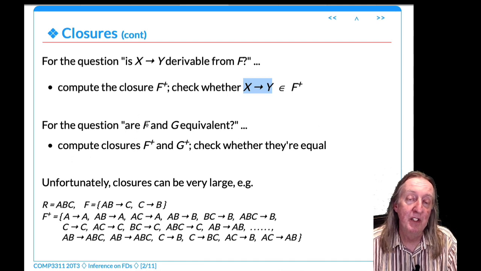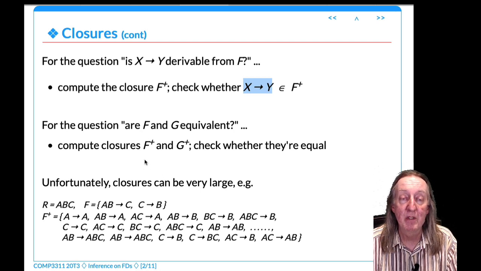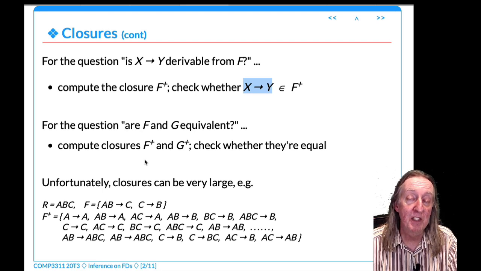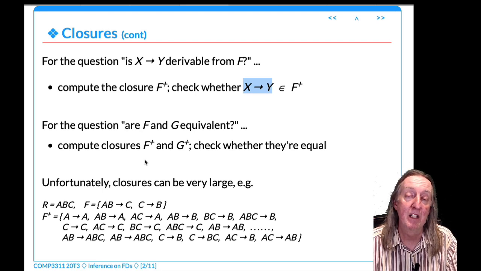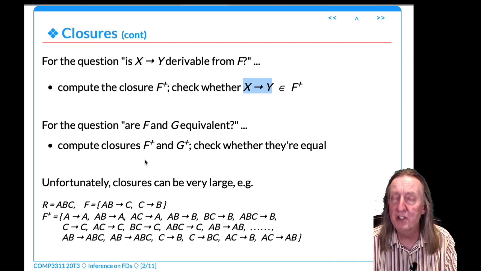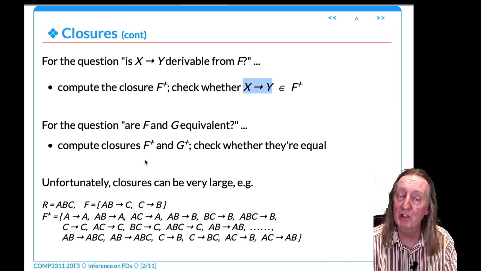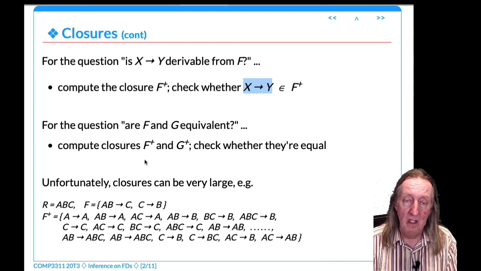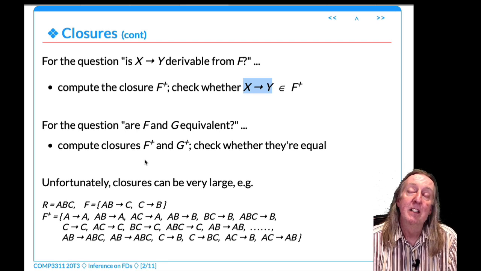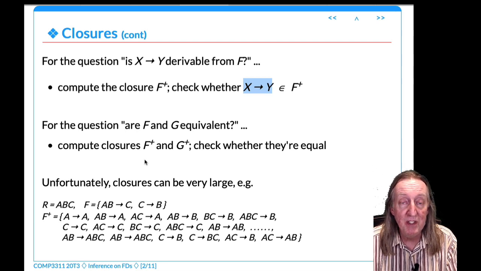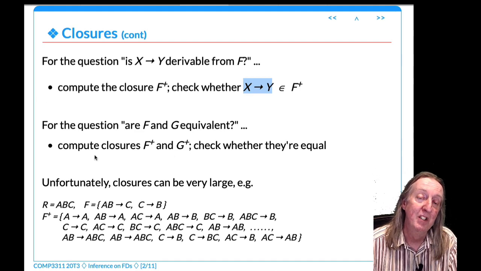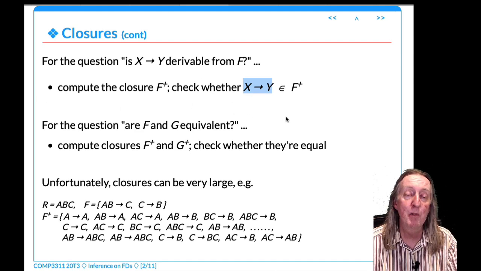What about the question, are two sets of functional dependencies equivalent? Well, one thing we could do, if they are really equivalent, when we generate the closure of each of the sets, they should be the same. So if the two original sets of functional dependencies are equivalent, then their closures will be equal. Right, so in theory, they're interesting questions, and there we have a simple description of a method to solve them.